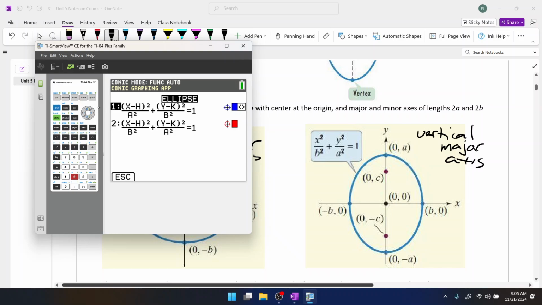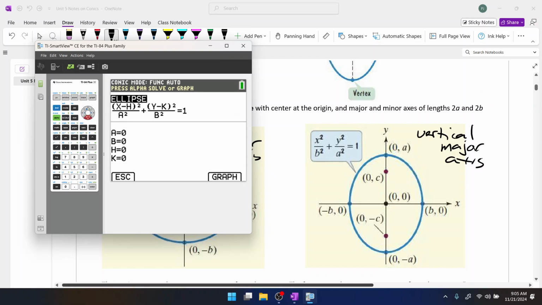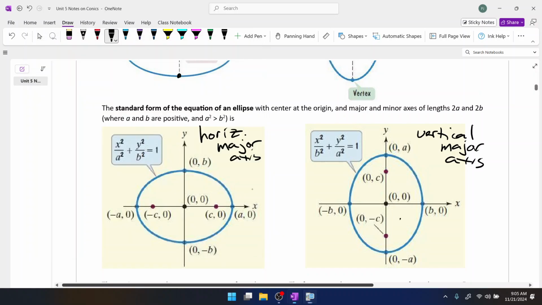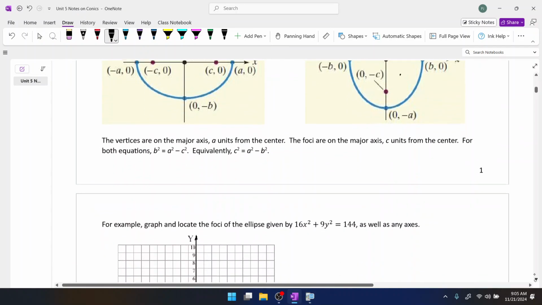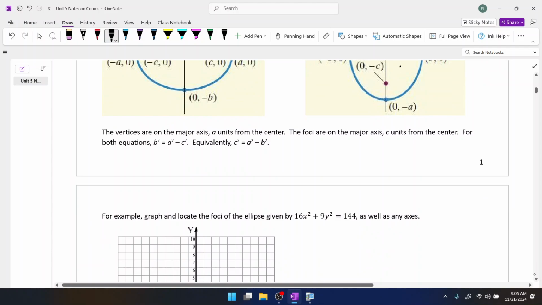Now, there is a conics app in your calculator. And you can choose your A squared value. And right now, we're just focusing on those being centered at the origin. So basically, we'll figure out how to graph these here. Now, the vertices, as we said, are going to be on the major axis, A units from the center. The foci are on the major axis, which is C units from the center. And what will happen is, for both equations, B squared will equal A squared minus C squared.